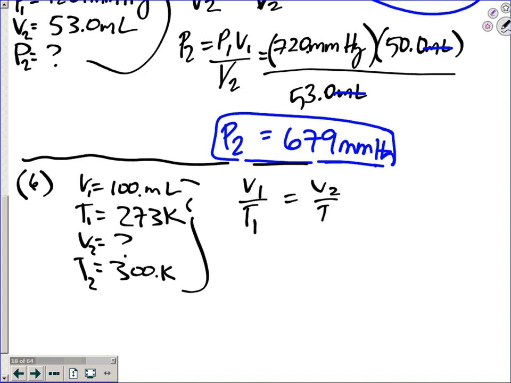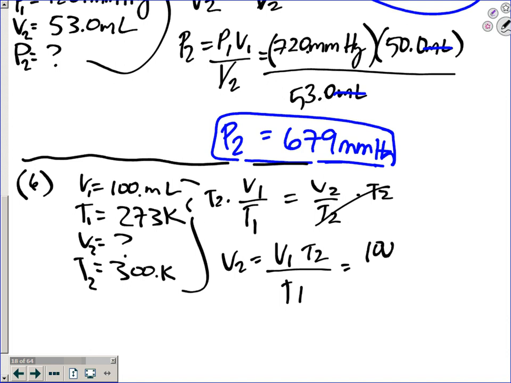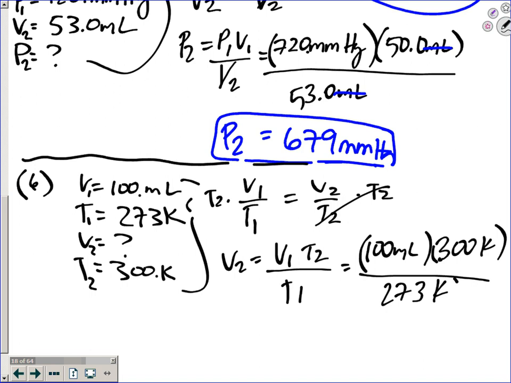Like this. I'm solving for V2, right? So I'm going to multiply by T2 on both sides first. So V2 is by itself now, right? So V2 is equal to all this: V1 times T2 over T1. Right, so then I plug in 100 milliliters and 273 Kelvin. Nope, sorry, wrong one. 300 Kelvin and 273 Kelvin. What cancels? And then you get milliliters. Right.